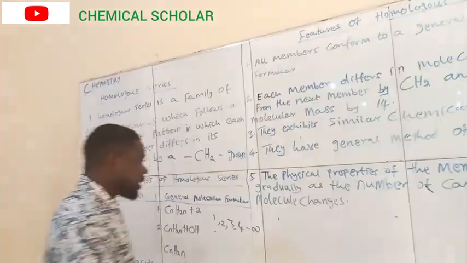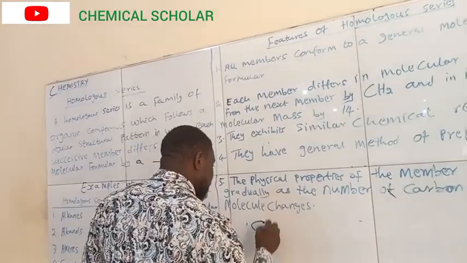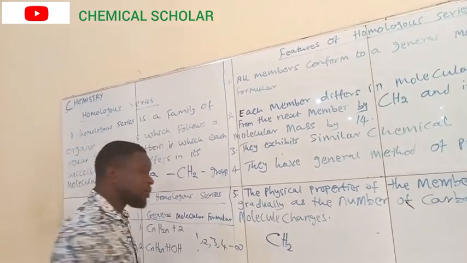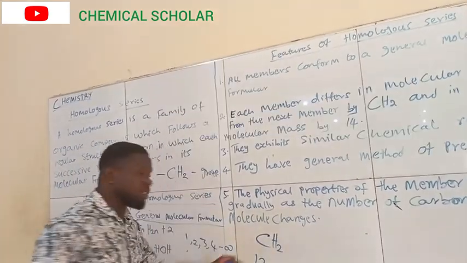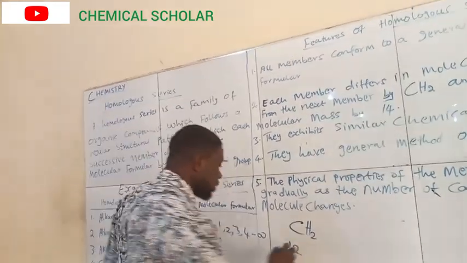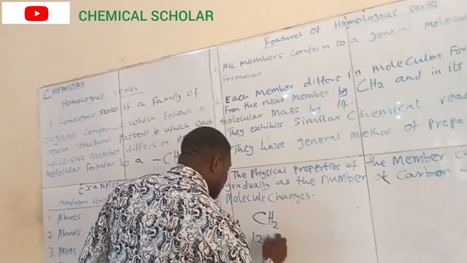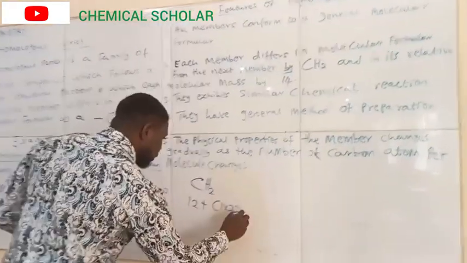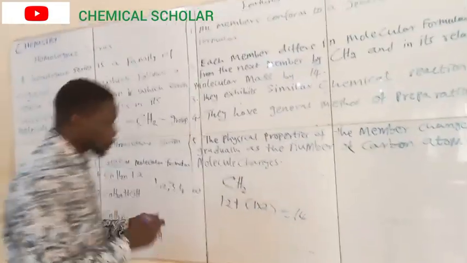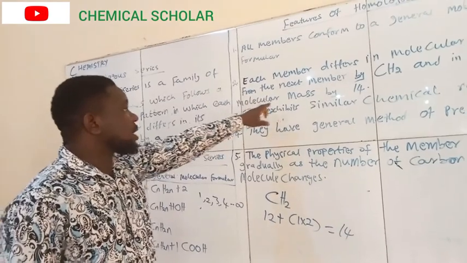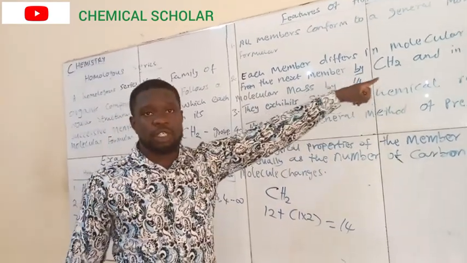Since each member differs from the other by a CH2 group, and the relative molecular mass of carbon is 12, and the relative molecular mass of hydrogen is 1, and here we have 2 hydrogens, then you have 12 plus 1 times 2, which is equal to 14. So we say that the relative molecular mass differs by 14.